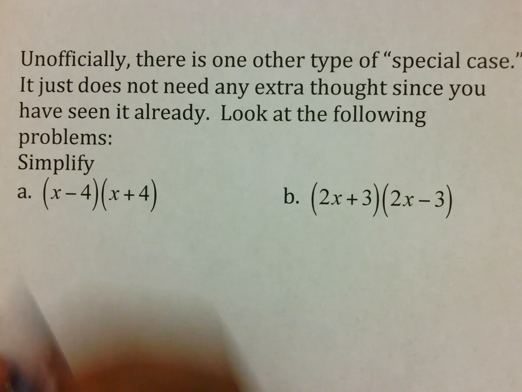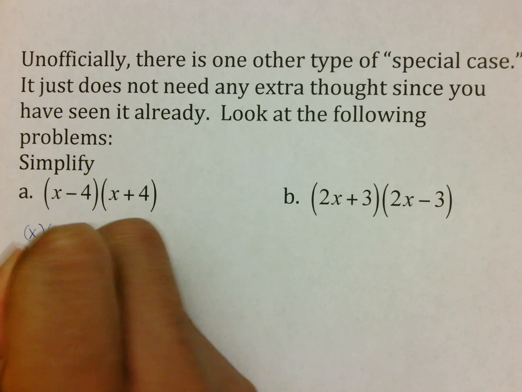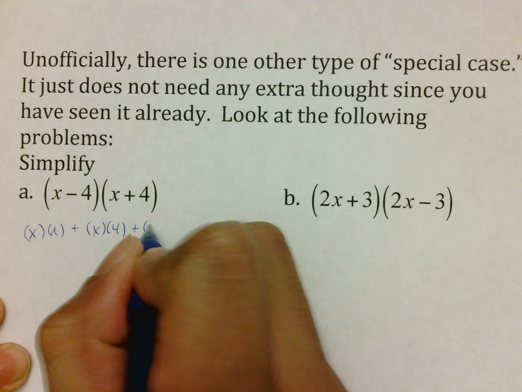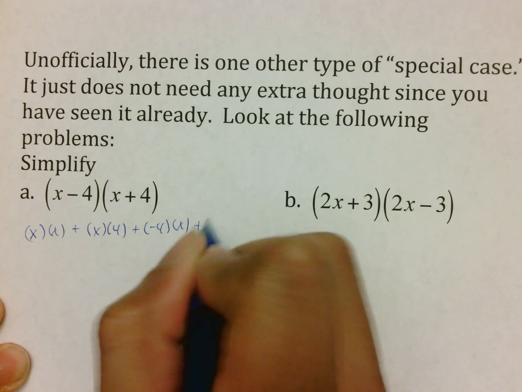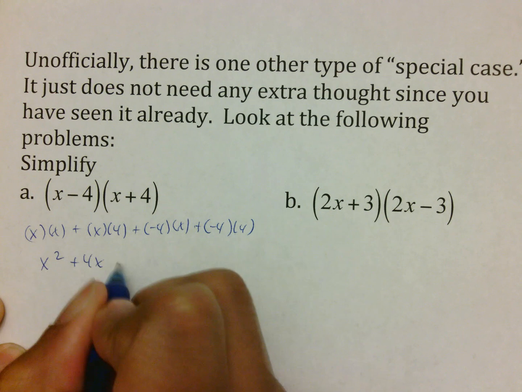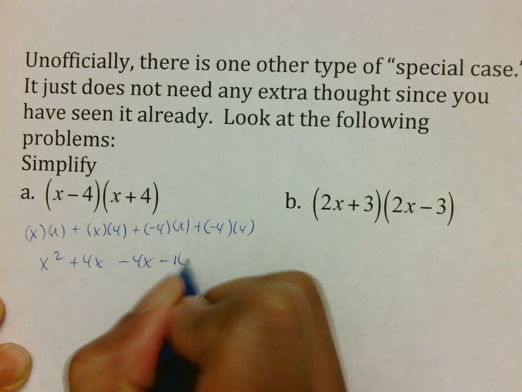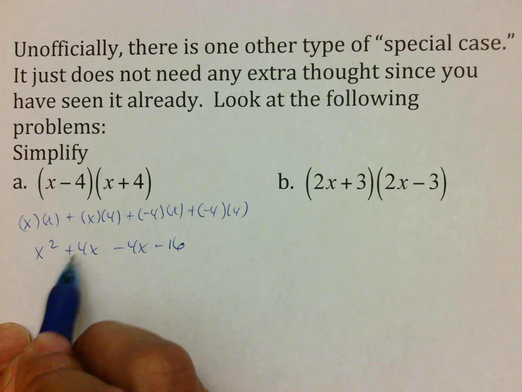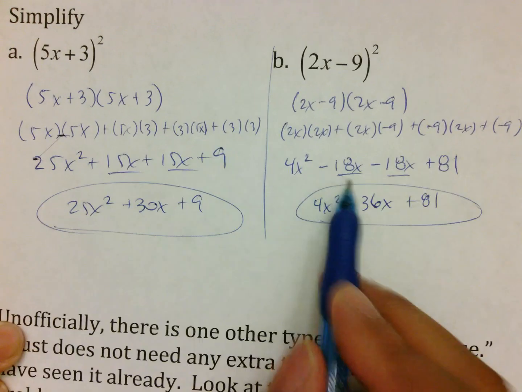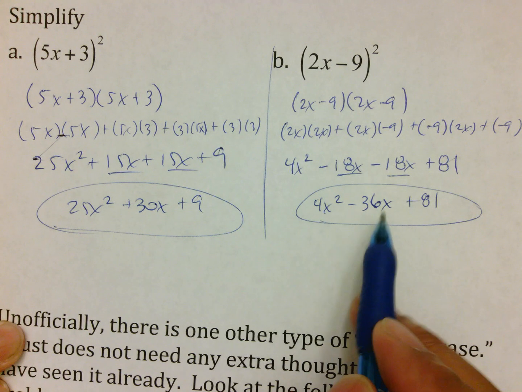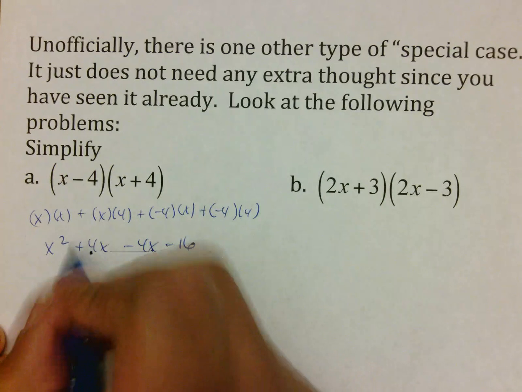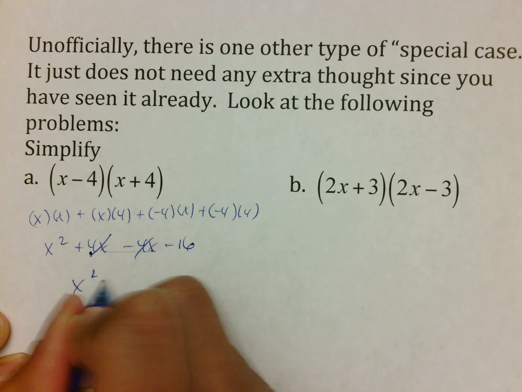Look at the following problems that we saw, where we would say x meets x, x meets 4, negative 4 meets x, negative 4 meets 4, and what we got here was x squared plus 4x minus 4x minus 16. And the special thing about this was that you have a positive 4x and a negative 4x. Now don't get that confused with this stuff here or this stuff here. Those two signs are the same, so they actually add together. These two signs are the same, so they actually add together. But when they are opposite, remember that those two things cancel out, giving us x squared minus 16.